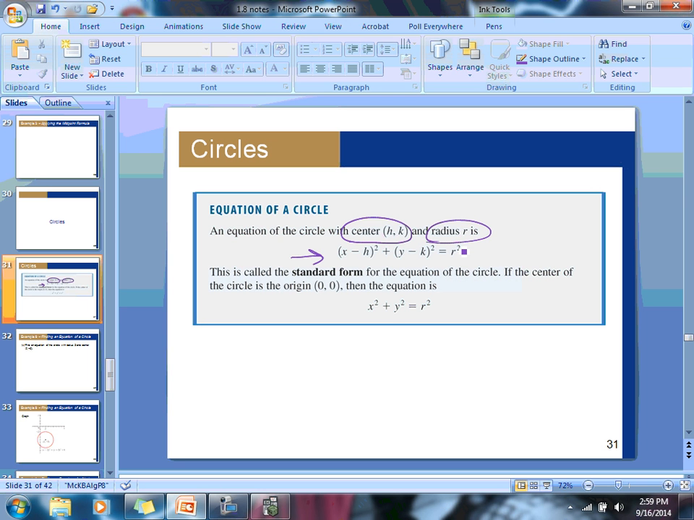Now, we also have a standard form for a circle, and that just means that you have a circle that has an origin at 0, 0. So then you'd have 0 in there for h and 0 in there for the k. So you'd have x squared plus y squared equals r squared. That's your most basic form of your equation for a circle. But you want to know this one up at the top that has the minus h and the minus k in it, because you're not always going to have a circle that has a center of 0, 0.